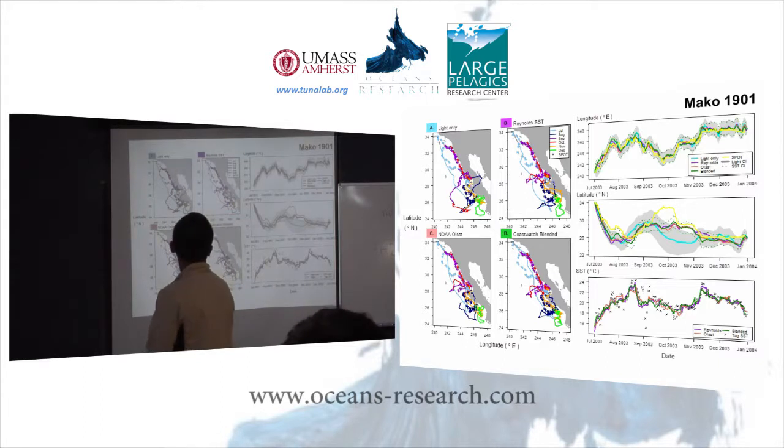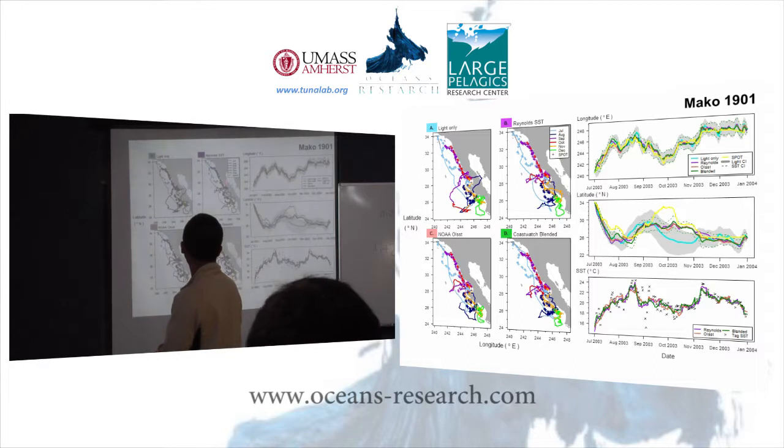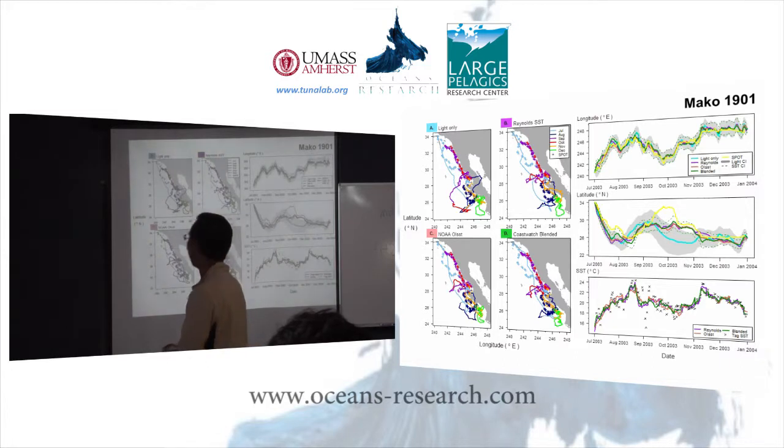Here is the way to read these plots. There are four scenarios. This is light only, and you go from low to higher resolution: low, then higher, and then the highest. On the right-hand side, you have the same thing: your longitude and latitude plots and SST.